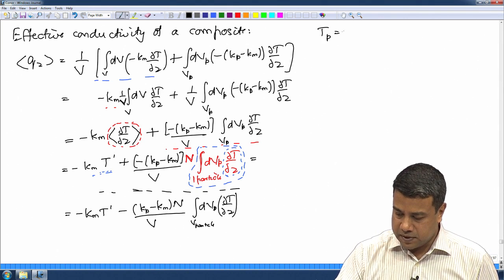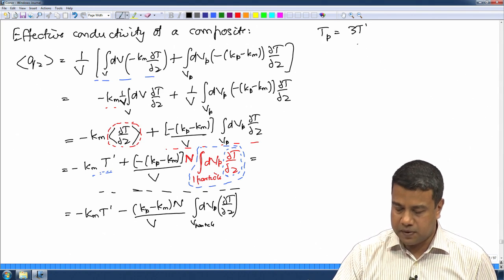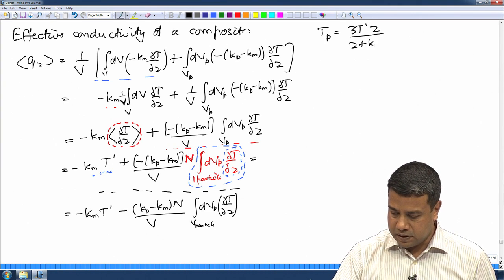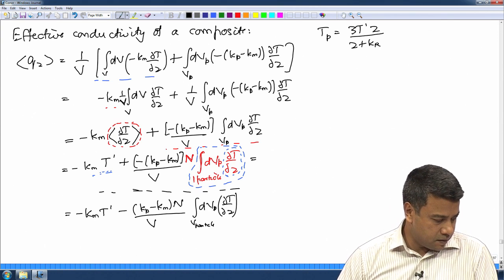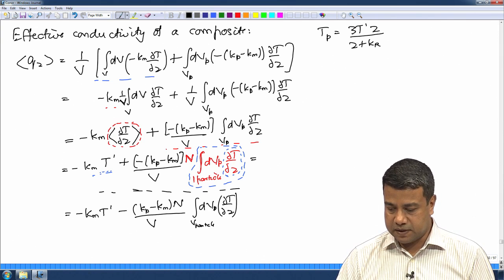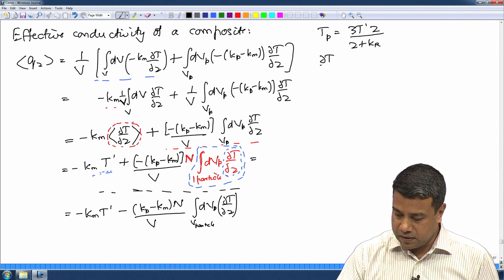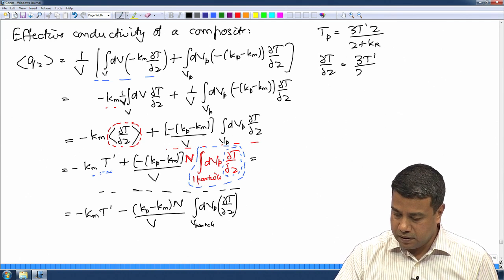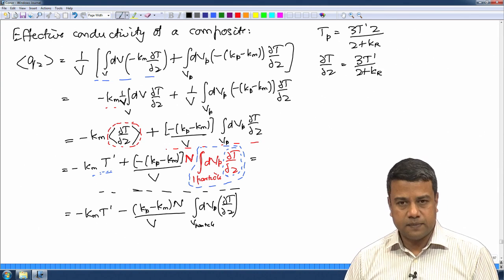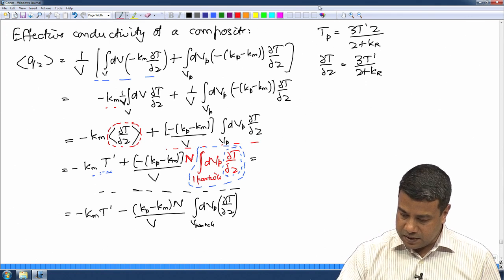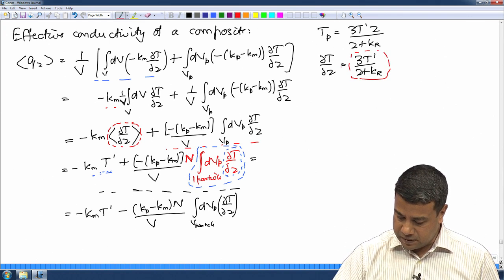Temperature is equal to 3 T prime z by 2 plus k r. We just calculated that from the spherical harmonic expansion, which means that the temperature gradient within the particle is going to be equal to 3 T prime by 2 plus k r. So, this is a constant. This temperature gradient within the particle is a constant.